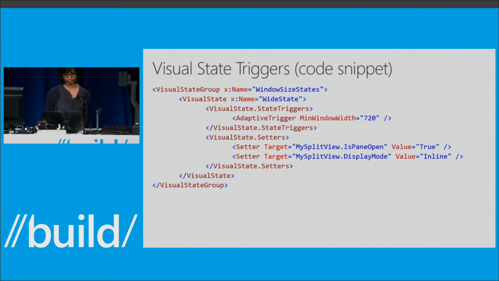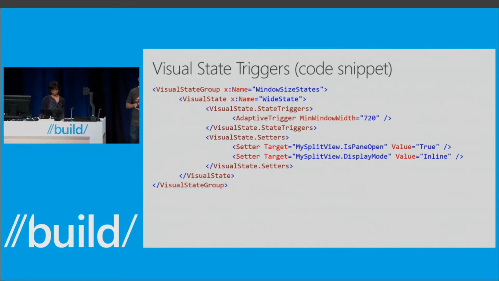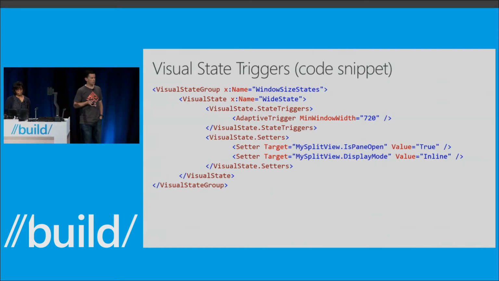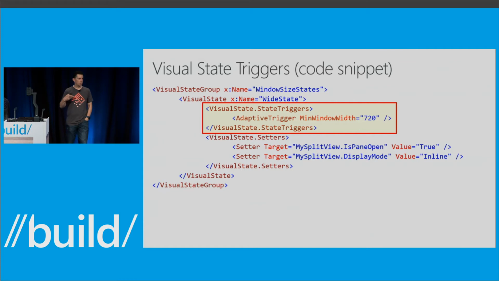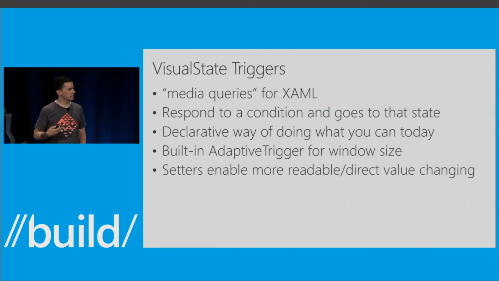So what we just demonstrated were the 3 key features that we enabled in XAML this release to hopefully make it easier for you to do things right out of the box. The first one, just to recap, being the visual state triggers. And looking at the code snippet here, pointing out that we are shipping in the box this adaptive trigger that responds to the window size, which again we believe is a key factor in determining these things. And so the key point for the triggers that we want to get across is that this is kind of like a media queries aspect for native frameworks.